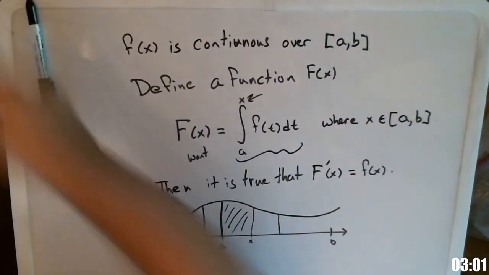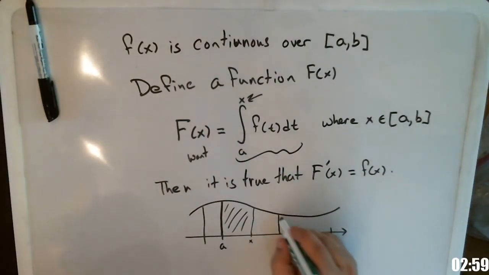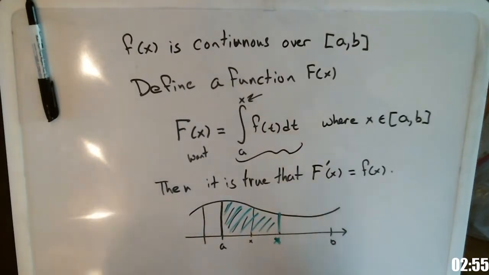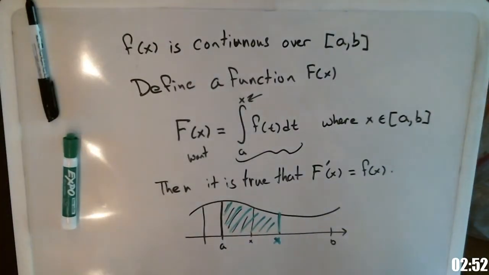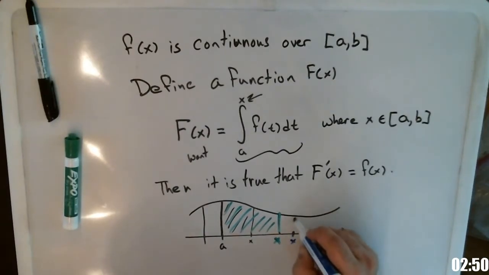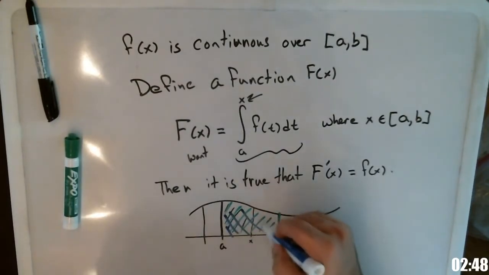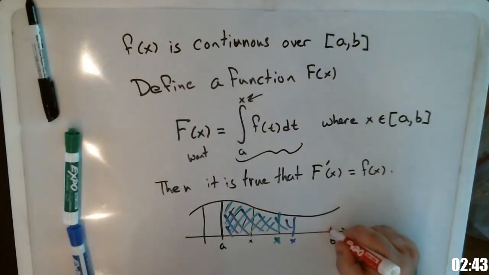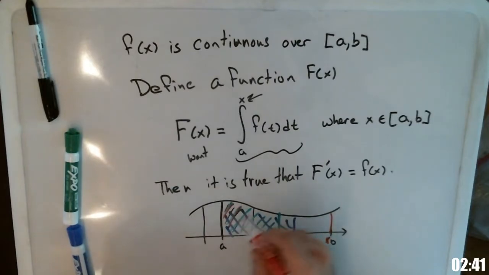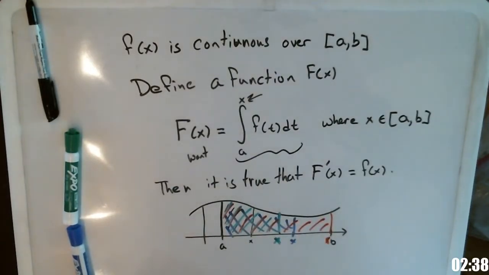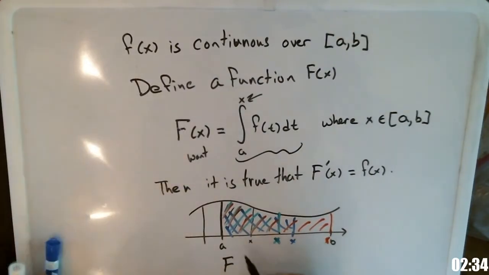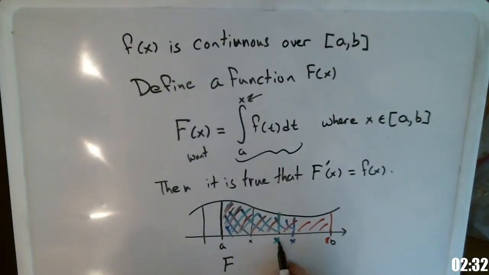Let me go ahead and do that in a different color. And now this is the area, or maybe a different x. Let's make this one close. And this is the area. Or I could even choose an x that is, in fact, the b. And this is the area. And so what big F is in this context, it's the area depending on where I chose to stop it. See, it's a function of x.